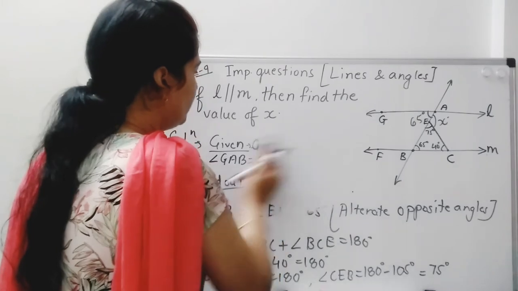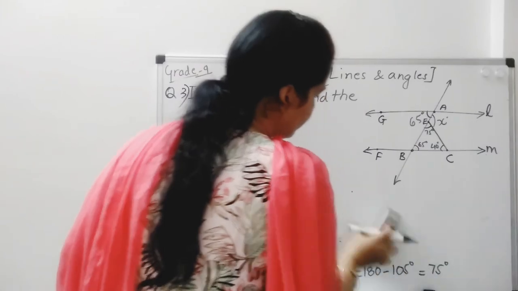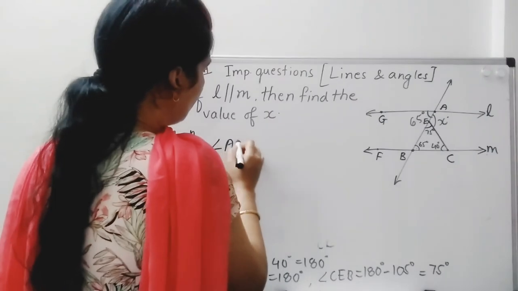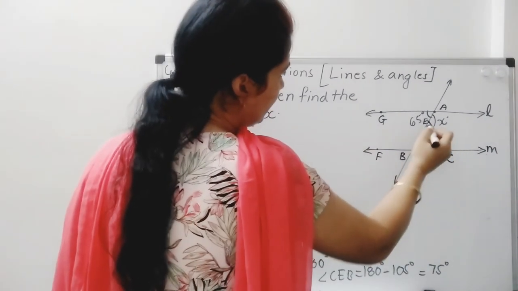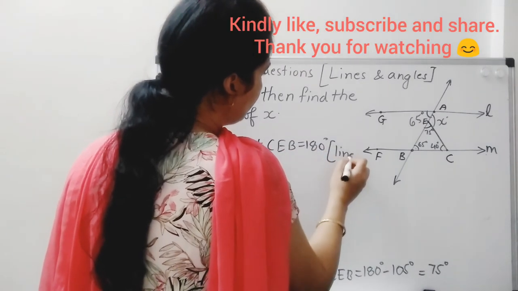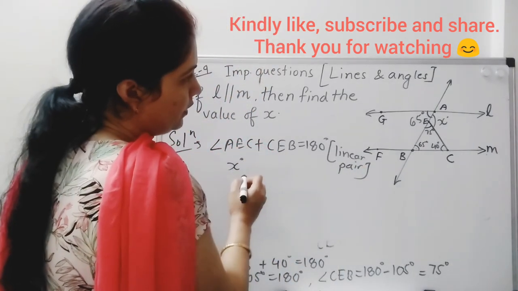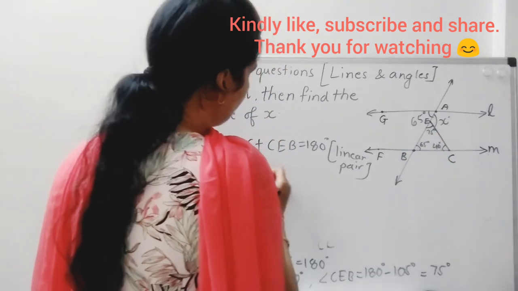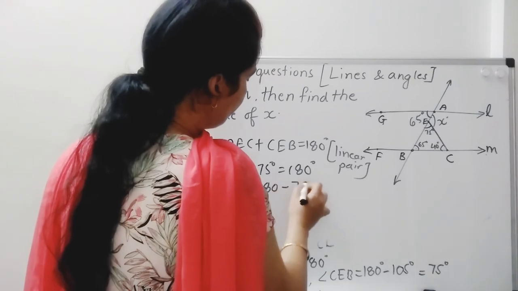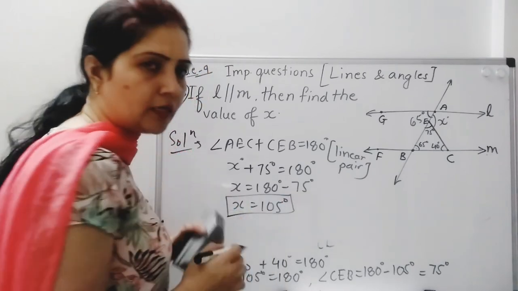Okay. Now what we will do, as we already know this angle's value, we will use linear pair. Angle AEC plus angle CEB will be 180 because it's a linear pair. AEC we have to find out, which is x degree, and plus CEB is already found, 75. So x will be 180 minus 75, means x is equal to 105 degree. So this is your answer.